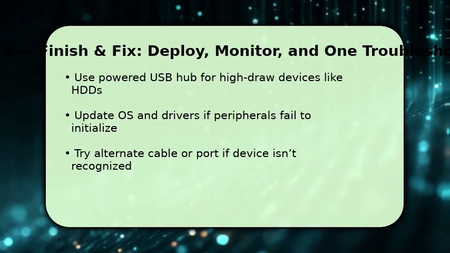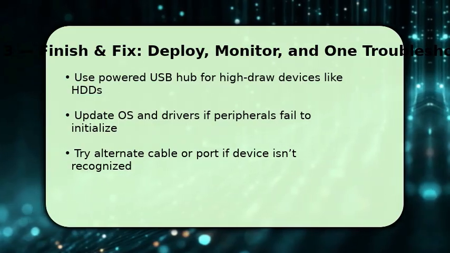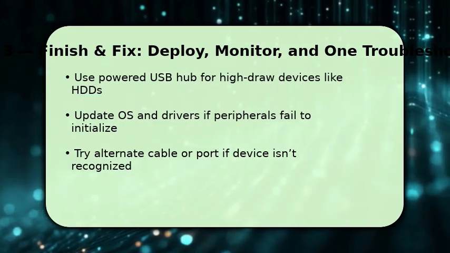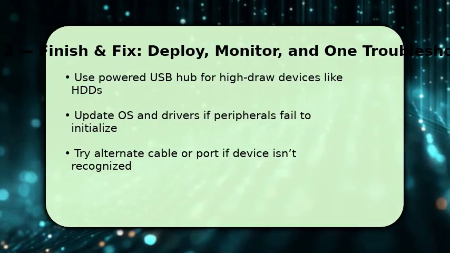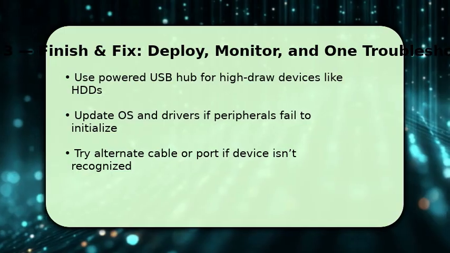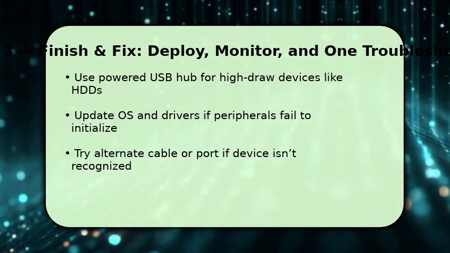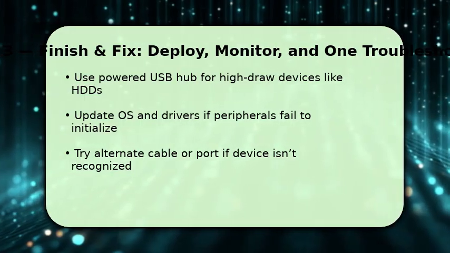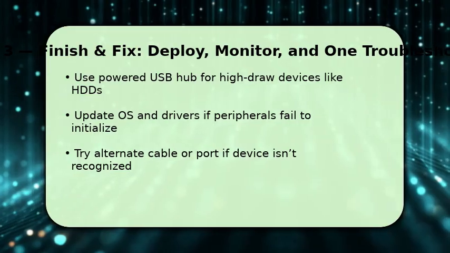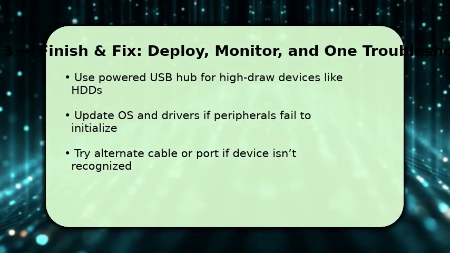Once transfer is complete, unmount storage from the Files app and then disconnect the cable. If a peripheral isn't recognized, make sure your OS is up to date and try an alternate Type-C cable or port. Cables can be directional or charge only. One key troubleshooting tip: reboot the host device after changing cables or hubs. That often resolves recognition glitches.